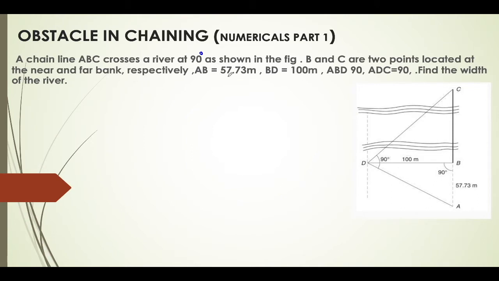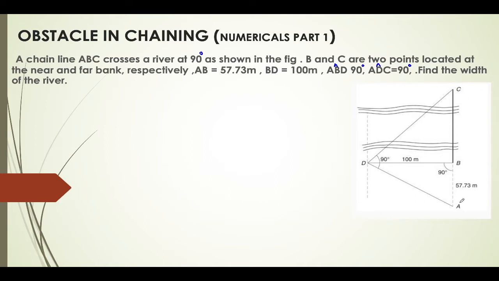The distance of AB, BD and angle ABD and angle ADC are given, with this angle 90 degrees and even this angle 90 degrees. They have asked us to find the width of the river. So what is the width of the river in this figure? The chain line is A, B and C.